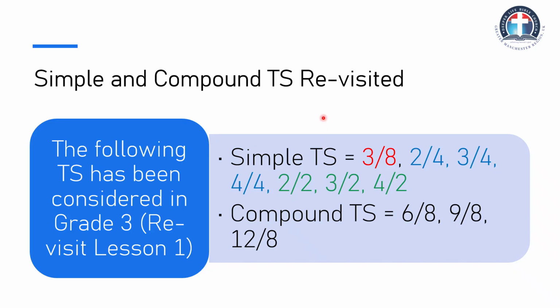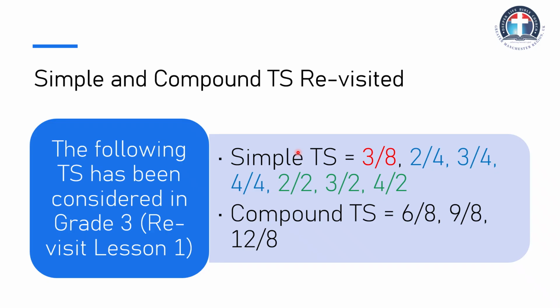But by way of summarizing this particular aspect, for simple time signature we have 3 8. We've done 3 8, 2 4, 3 4, 4 4, 2 2, 3 2, 4 2. These are all the simple time signatures we've done from grade 1 to grade 8.